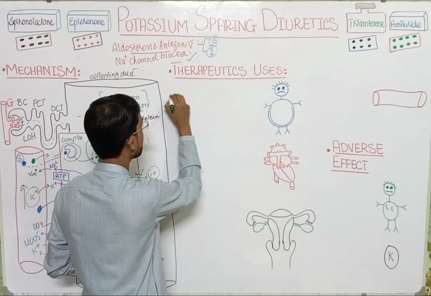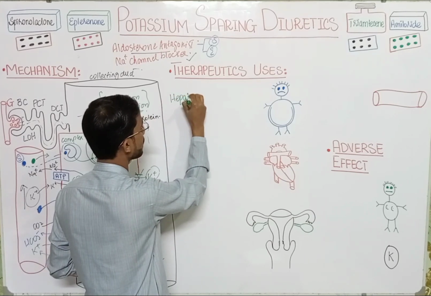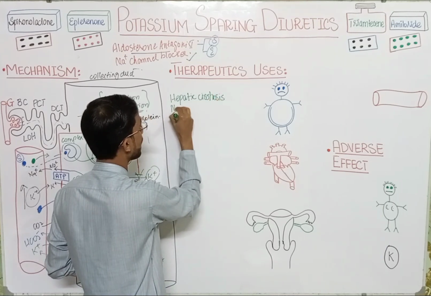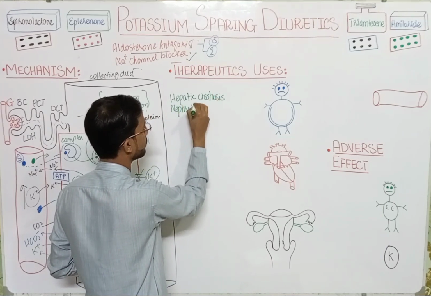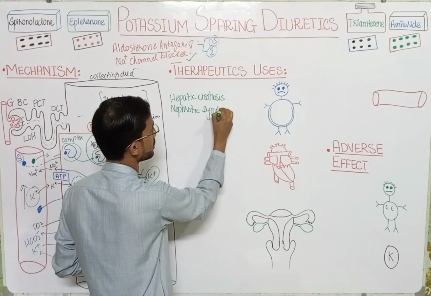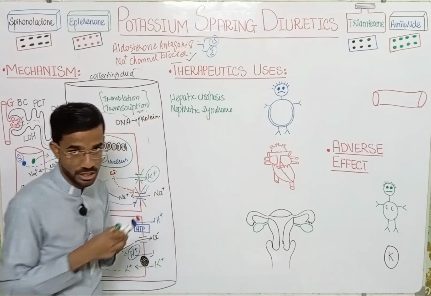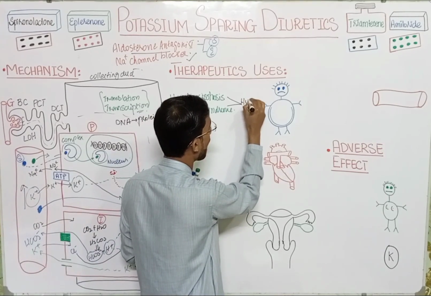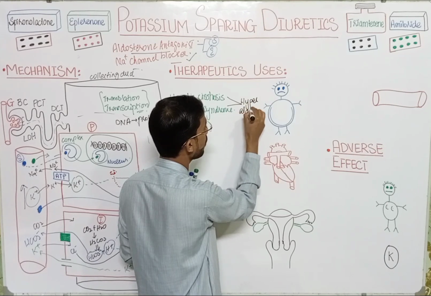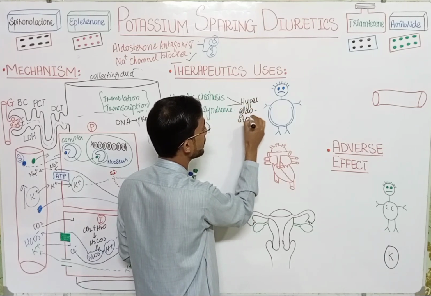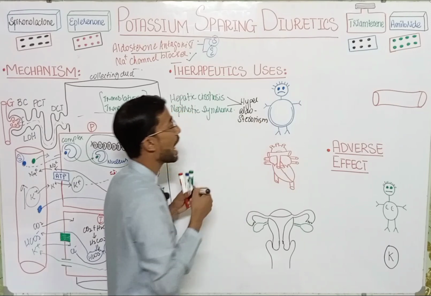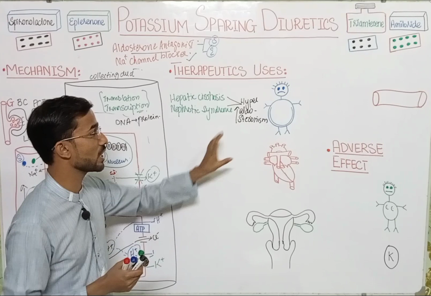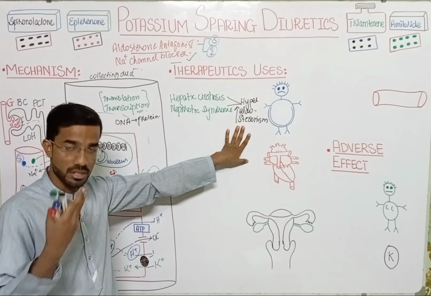So what condition? In hepatic cirrhosis and the nephrotic syndrome. In these conditions, you will see the hyperaldosteronism, in which the aldosterone concentration will increase. So this is the situation in which aldosterone concentration increases.